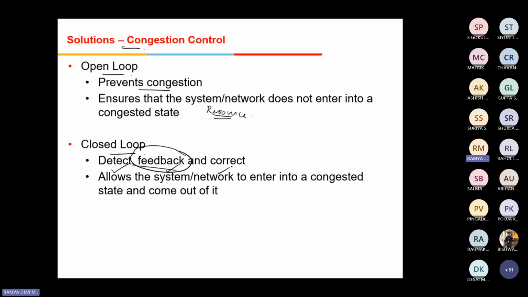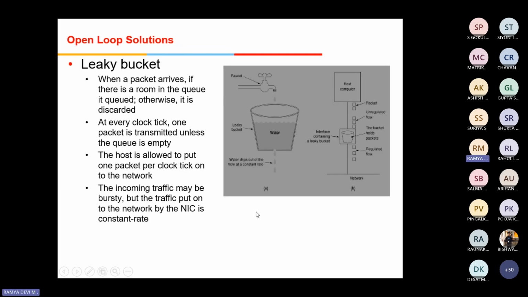For congestion control mechanisms, TCP has two phases: the slow start phase and the congestion avoidance phase. We'll see them in detail. Before that, we'll see the open loop solutions. The first one is the leaky bucket.